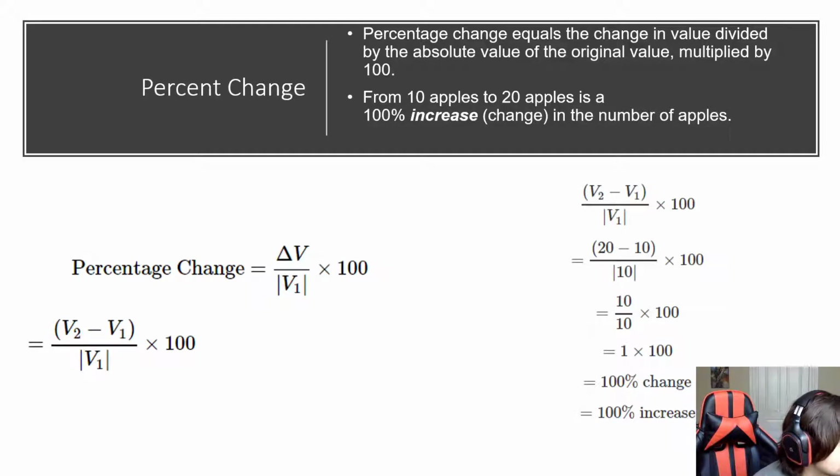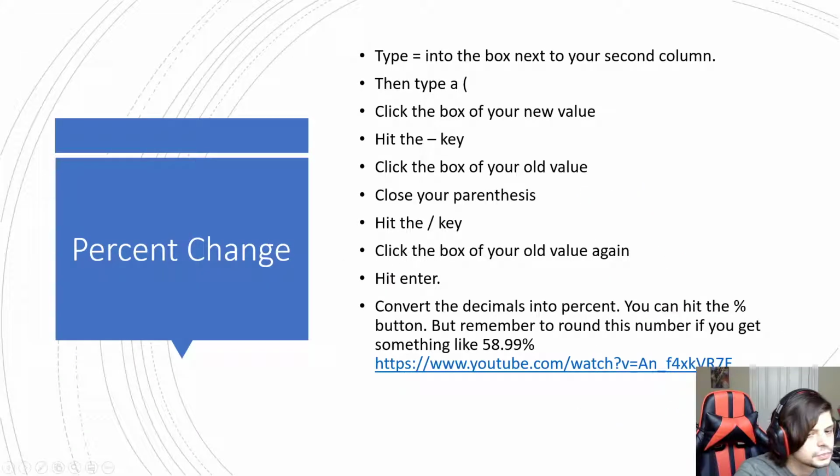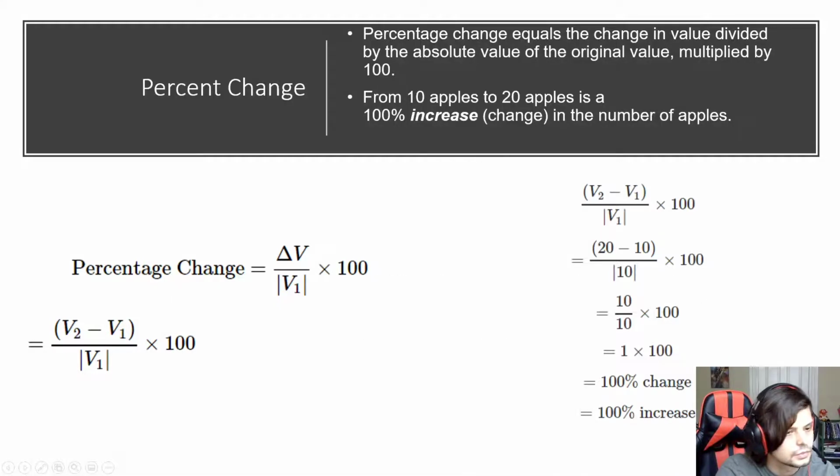So for percent change, this is percent change. Delta means difference, by the way, and delta is that triangle. This is delta, which means the difference of V in this case. Percent change equals the change in value divided by the absolute value of the original value multiplied by 100. From 10 apples to 20 apples is a 100% increase in the number of apples.